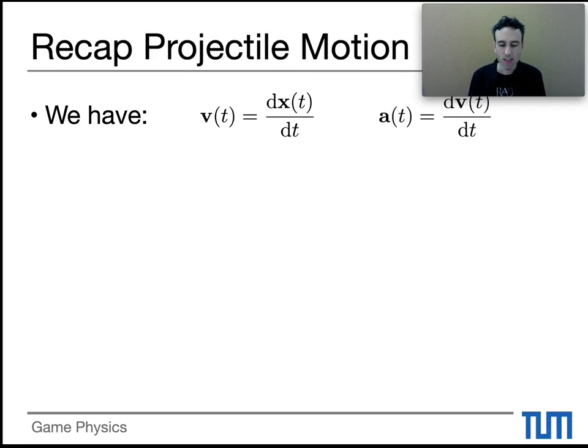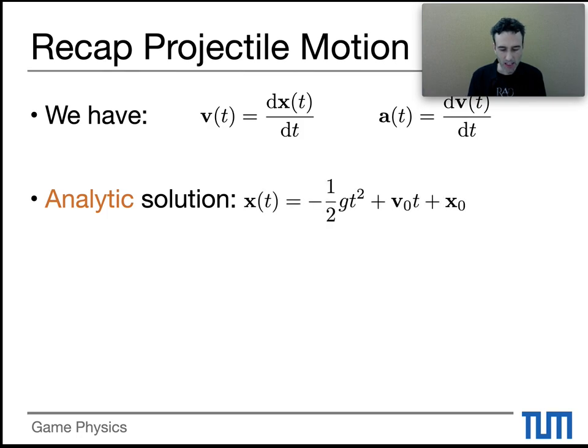We have these two basic relationships. We know the velocity is the derivative of the position, and the same holds for acceleration and the velocity. And now in this specific case, we can actually put that together directly. We can actually insert the two updates here.